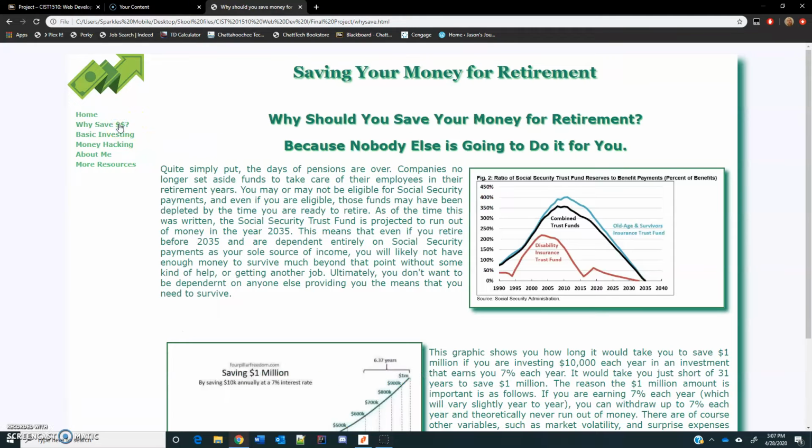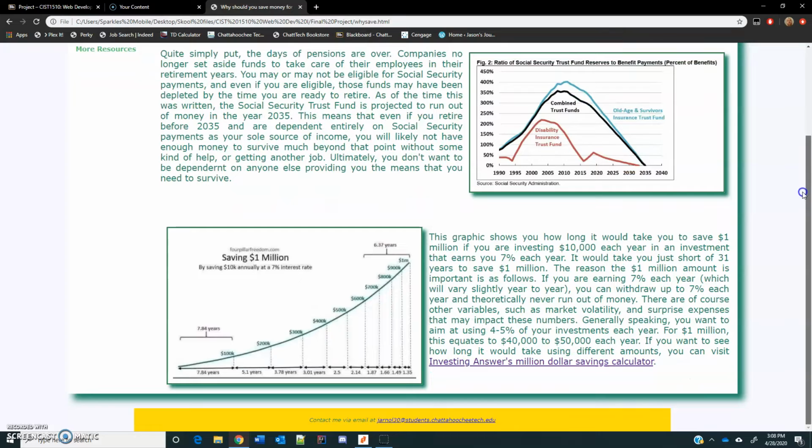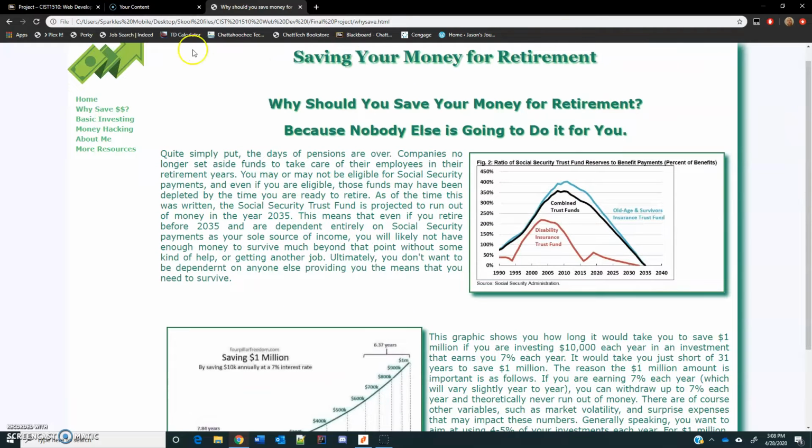I have a page here that explains why you should be saving your money with a few graphical representations of how money behaves in certain ways.